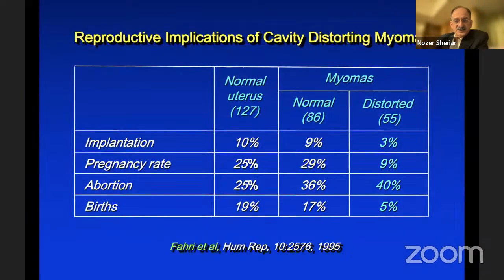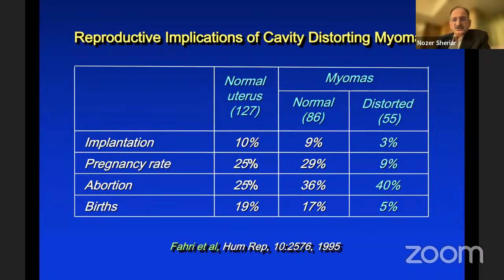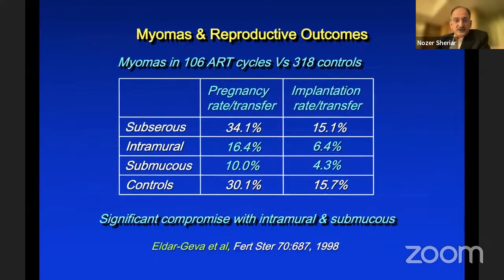1995, these were the years when people were wondering, myomectomy, interestingly, was one of the earlier procedures done hysteroscopically. But myomectomy, does it really make a difference? And this paper by Fari said that if you have a distorted cavity, normal cavities have almost the same implantation and other rates. The abortion rate was a little more, but a dramatically less implantation rate, less pregnancy rate, higher abortion rate, and a low birth rate with cavity distorting myomas.